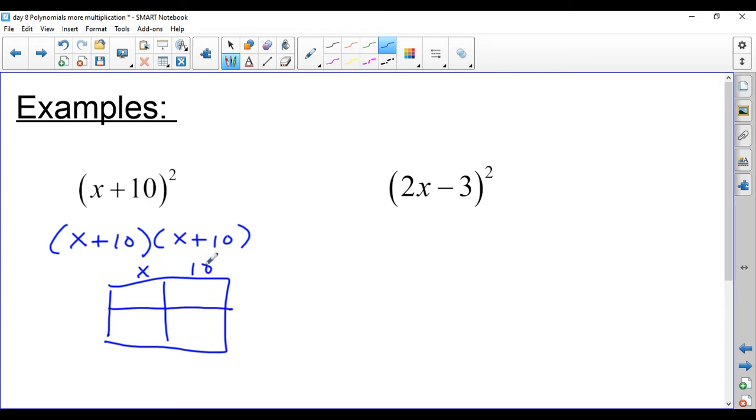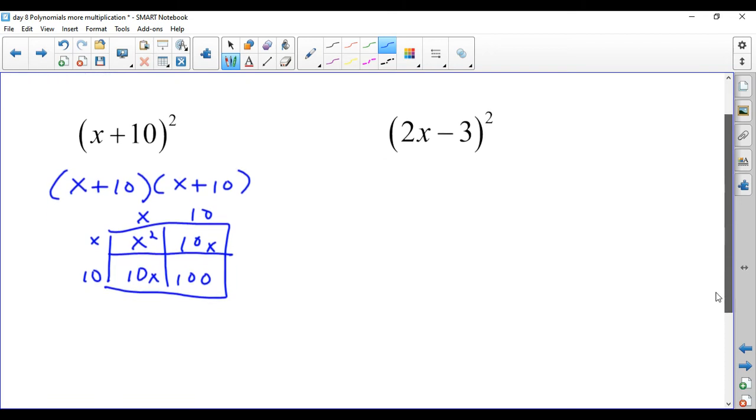X plus 10 and x plus 10. X times x is x squared. X times 10. 10 times x. And 10 times 10 is 100. And what you'll notice with these is because you're squaring, these two terms will always be the same.